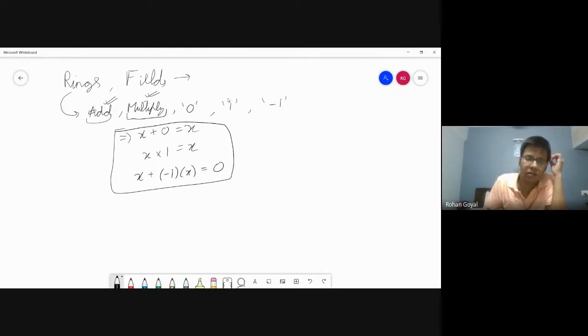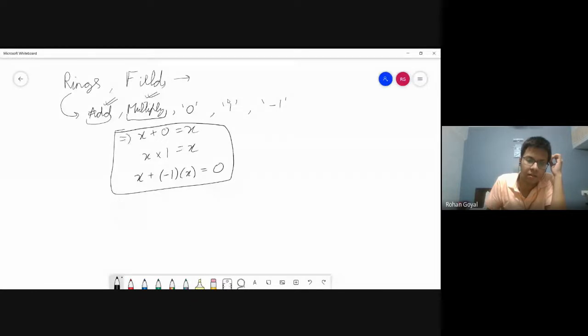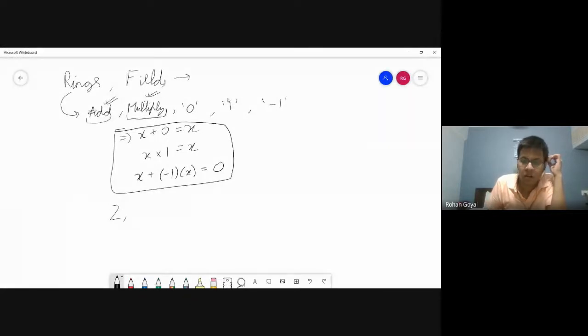Of course you cannot divide by 0, but other than that you can. Simple examples of a ring are the ring of integers. Rationals are also a ring, but they're also a field. What else? Z[x] is a ring. Q[x] is a ring. That's it.